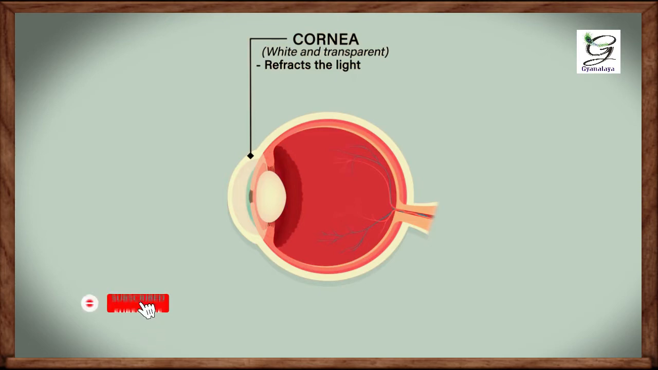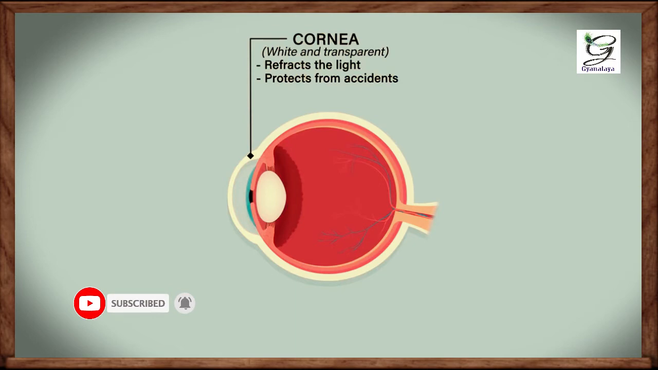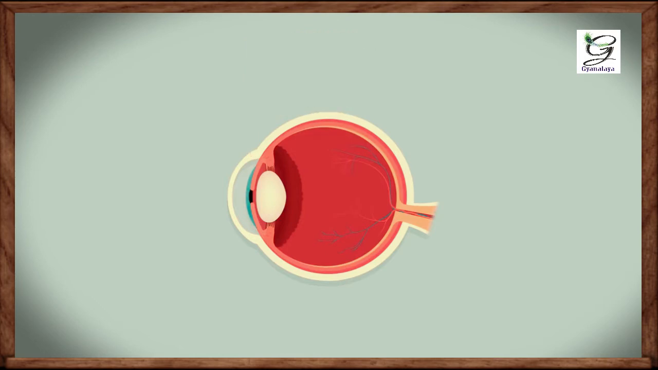It acts like a tough front wall of the eye, protecting the interior of the eye from accidents and also does not allow foreign particles to enter. Okay, so this was all about the outer layer of the eye. Let's now talk about the things present inside.